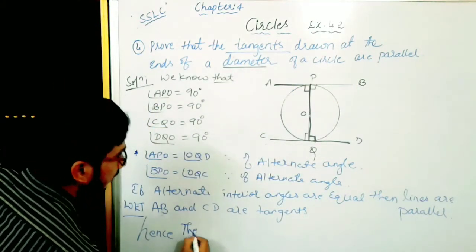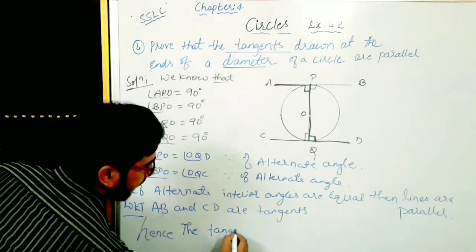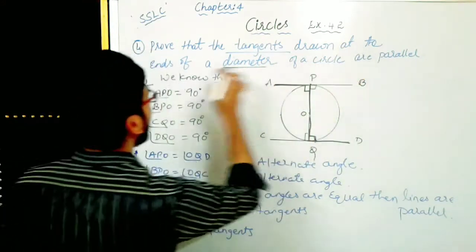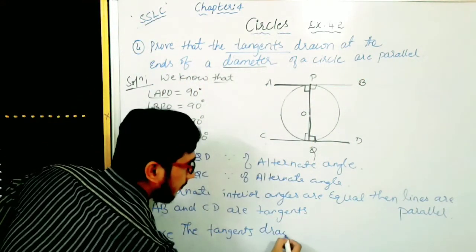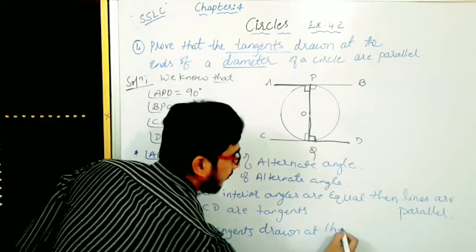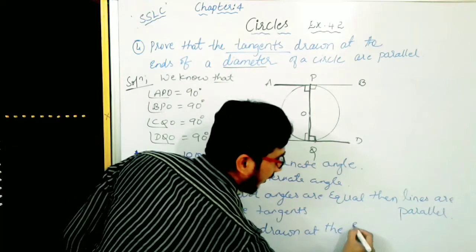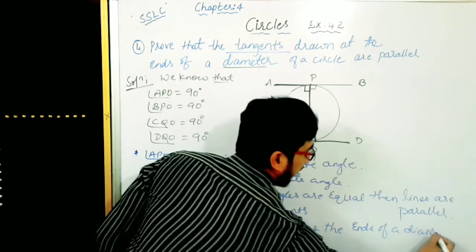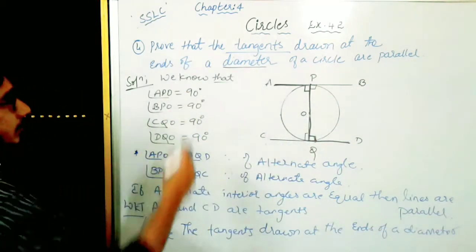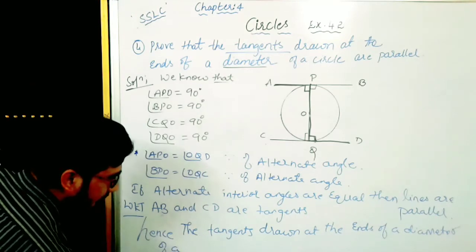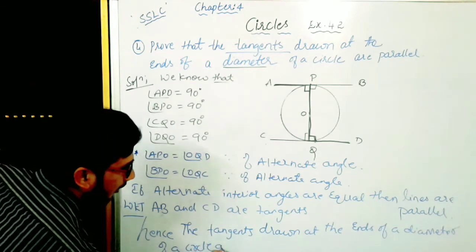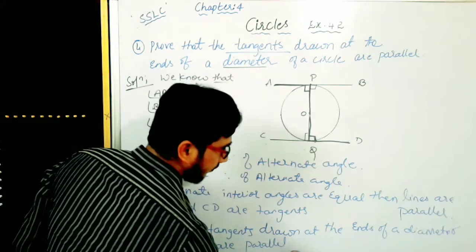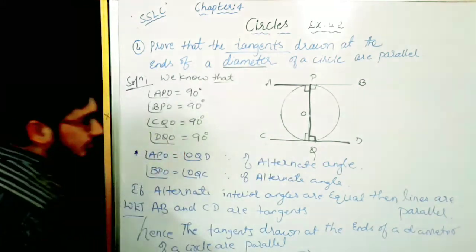Hence the tangents drawn at the ends of a diameter of a circle are parallel. Hence proved. That's all. This completes this problem.